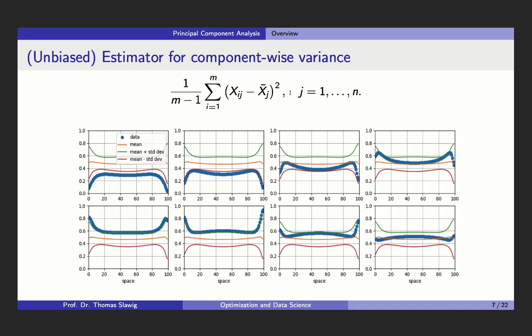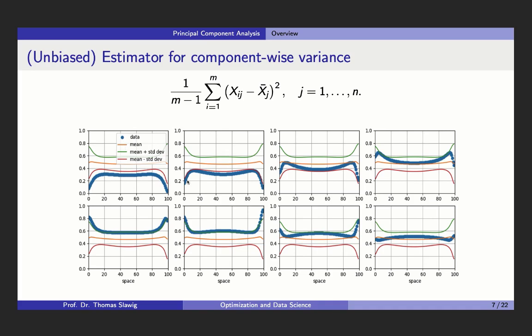Again, we fix the j, the spatial component. Then we compute what we had in the last lecture as an unbiased estimator for the variance, taking the difference to the mean, squaring it, and dividing by m minus 1 if we have m samples. So m here is 8. I can also plot this, so I get a spatial value for the variance, and to make it a little more clearly visible, I used the square root of the variance, which is called the standard deviation.